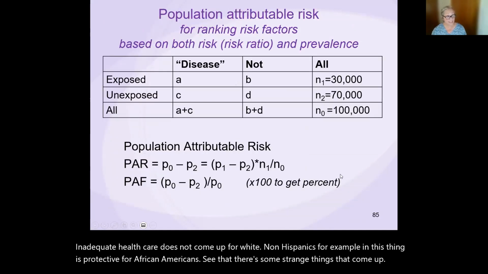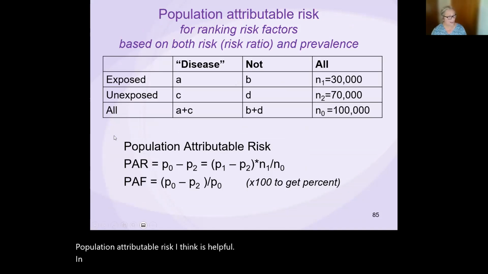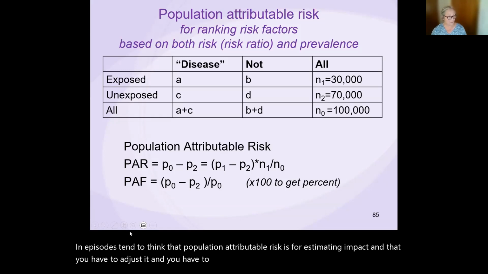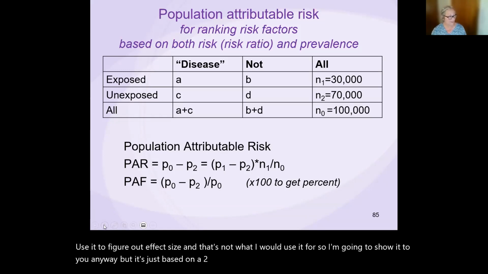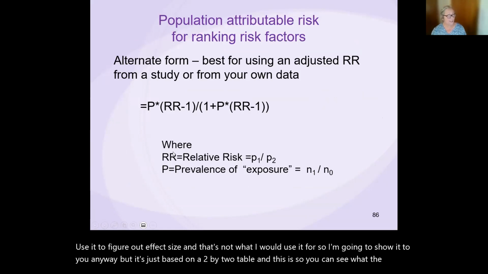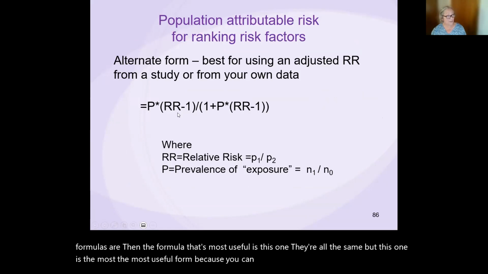Population attributable risk, I think, is helpful. And epidemiologists tend to think that population attributable risk is for estimating impact, and that you have to adjust it, and you have to use it to figure out effect size, and that's not what I would use it for. So I'm going to show it to you anyway, but it's just based on a 2x2 table, and this is so you can see what the formulas are. Then the formula that's most useful is this one. They're all the same, but this one is the most useful form because you can use relative risks that are adjusted if you have them from your own data or from studies.